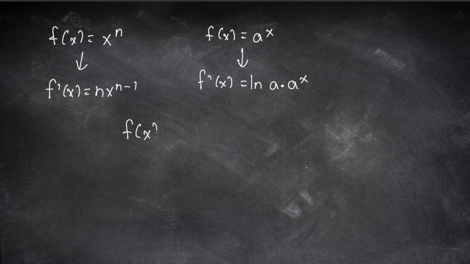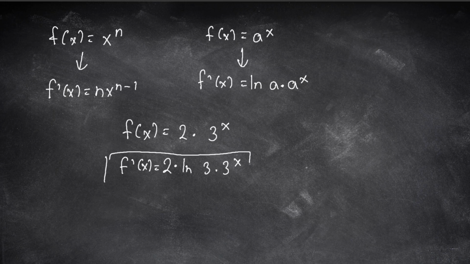Let's say f of x is equal to 2 times 3 to the power of x. So 2 is a constant, so we don't have to work with it, as I said before with scalars. Then taking the derivative of 3 to the power of x, natural log of that number, so natural log of 3, multiplied by the original, so that's 3 to the power of x. So the derivative of our f of x for this one is 2 times natural log of 3 times 3 to the power of x.